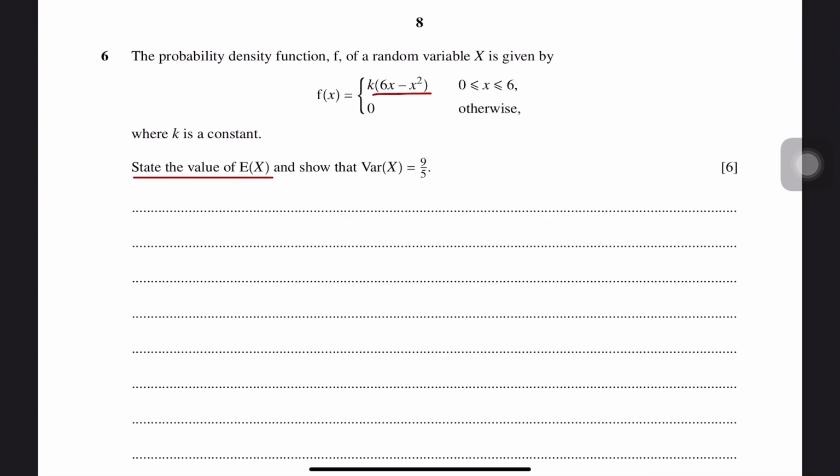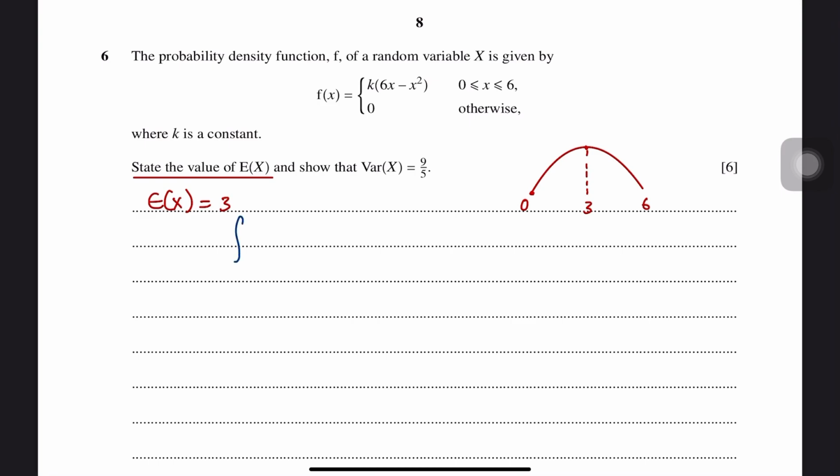Now you can see that this is a symmetric function, so I can confidently say that if the two roots that are obvious, 0 and 6, then the midpoint is at 3 and the midpoint is also the expectation in this case. So the expectation of x should be equal to 3. The line of symmetry is the expectation where the curve is symmetrical.